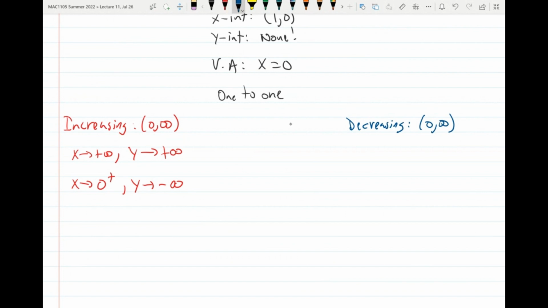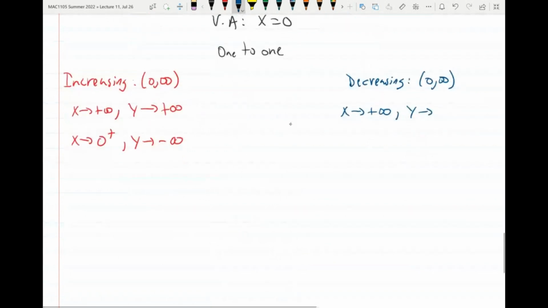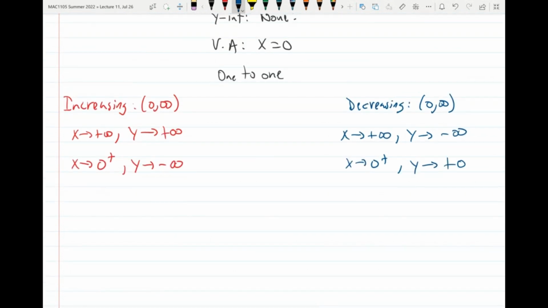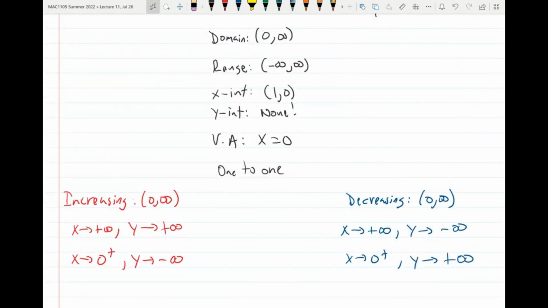All right, and then how about this one? When x approaches positive infinity, what can we say about y? It goes to negative infinity. And when x approaches 0 from the right, what can we say about y? It goes to positive infinity. Good. So I guess we have summarized the properties here. Any questions? Do you understand this? Okay.